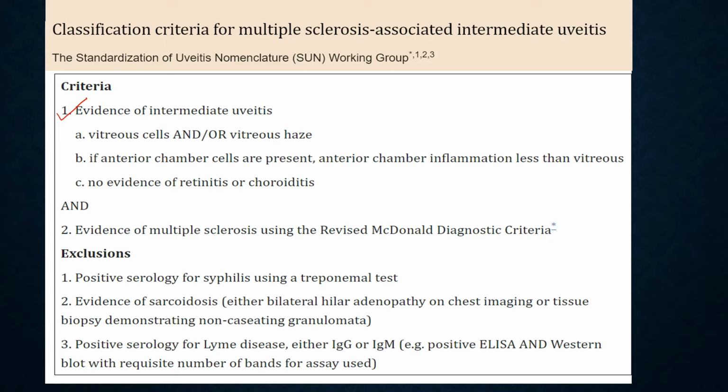There should not be much anterior chamber cells, and there should not be retinitis or choroiditis, because in that case it means that the patient actually has anterior uveitis and posterior uveitis and not intermediate uveitis. Okay, so if at all the patient actually has anterior chamber cells, you should make sure that the anterior chamber inflammation is less than the vitreous inflammation to call it an intermediate uveitis. Okay, so once you have diagnosed the patient as having intermediate uveitis, the second thing is diagnosing him as having multiple sclerosis, and that is done using the revised McDonald diagnostic criteria.